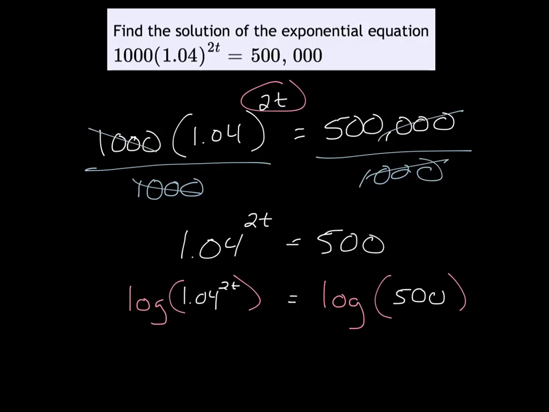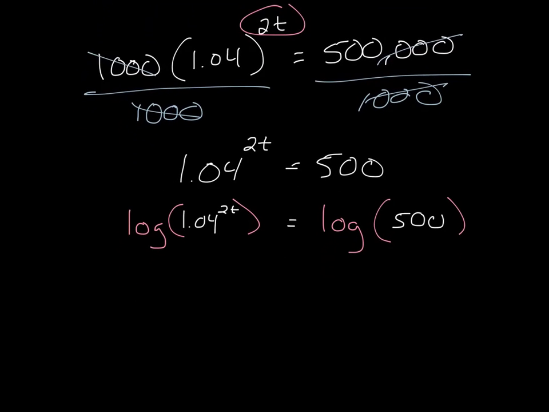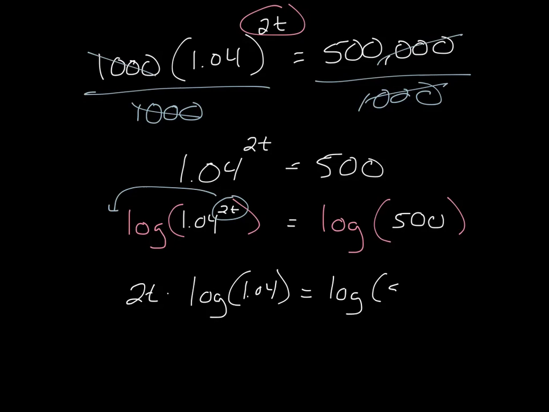The next step is really important. It's the reason that we brought these crazy logs into the conversation in the first place. We have a property of logarithms that says if you're taking the log of something that has an exponent, that exponent can be moved to out front of the log as a multiplication. So we're going to do that in the next step. And again, this move right here is the sole reason for applying logs to both sides of this equation. What we get is now 2t times the log of 1.04 equals the log of 500.